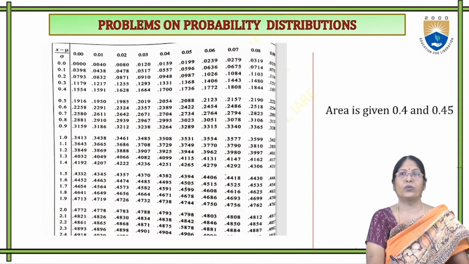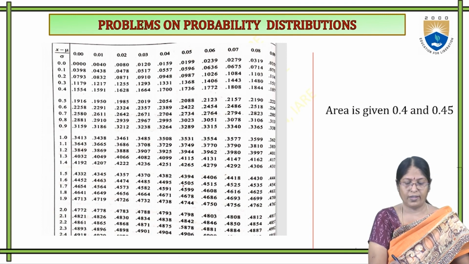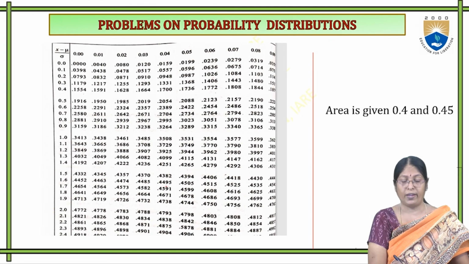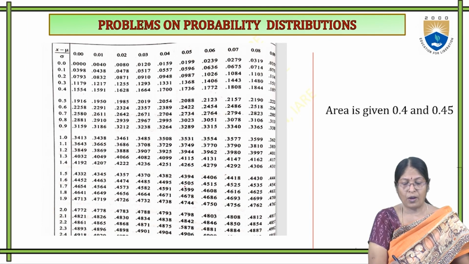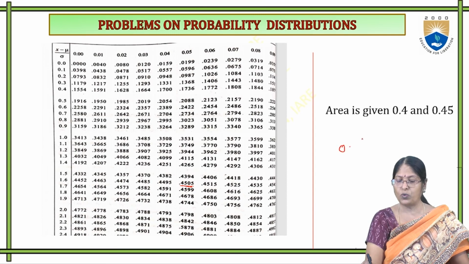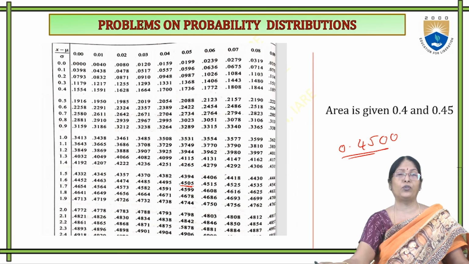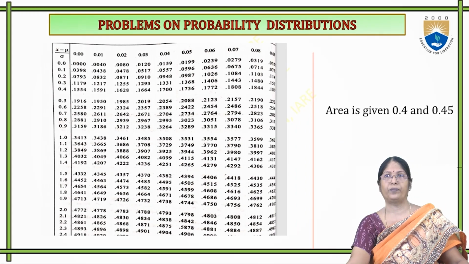One more doubt may occur, which will ring in our mind, that why we have to take this. 0.4505. This is also nearer, nothing wrong in it. Which is nearer to 0.4500? That point we have to select.